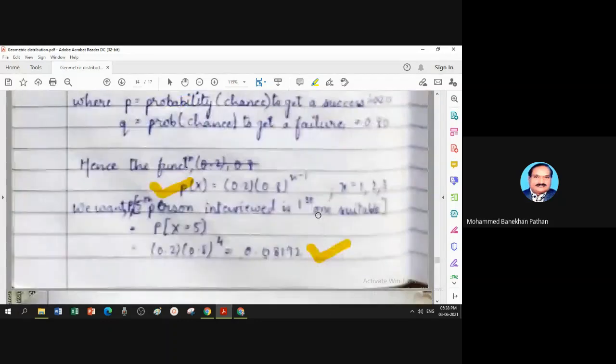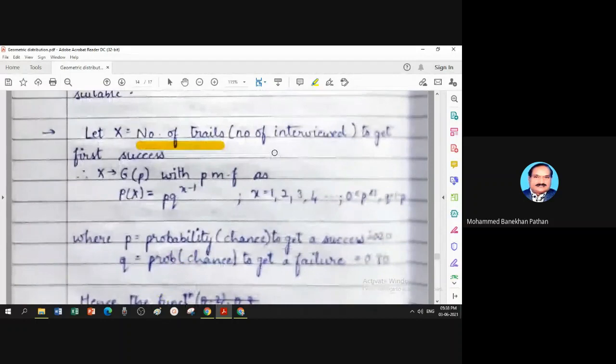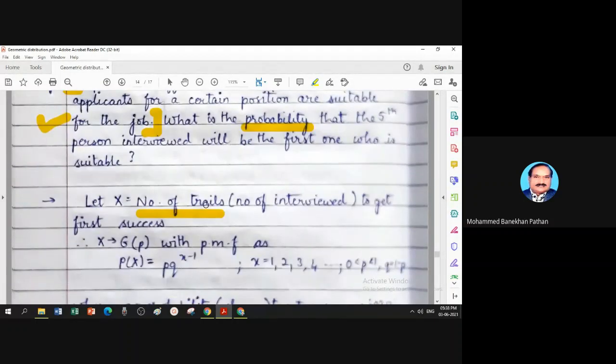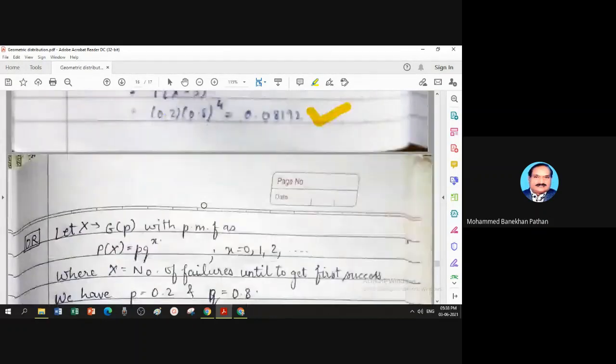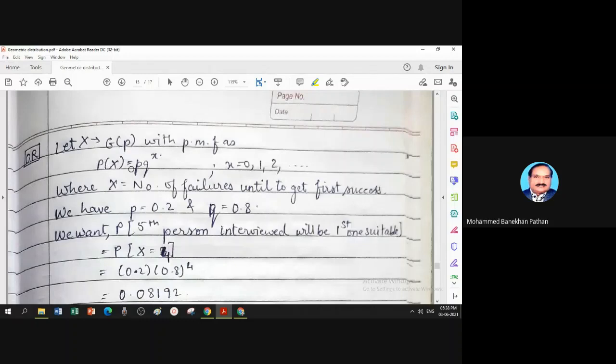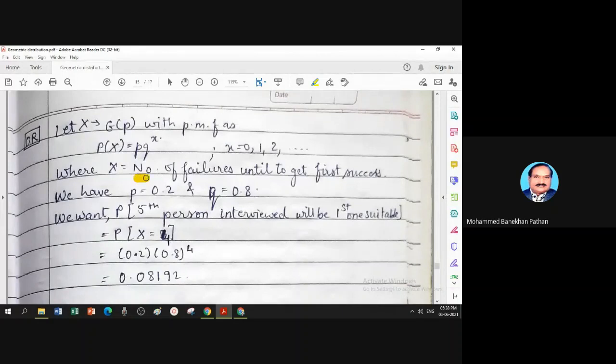Now you can solve. I told you in the beginning that this question can be solved by number of trials or by number of failures. Let us check. So X follows geometric P with PMF, P(x) equal to P times Q raised to x. Now the power is x, so x begins from 0 to infinity. Now X stands for the number of failures until we get the first success.